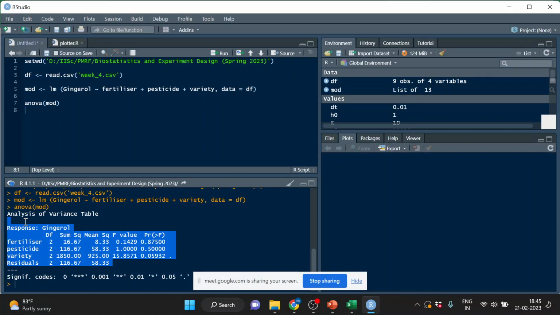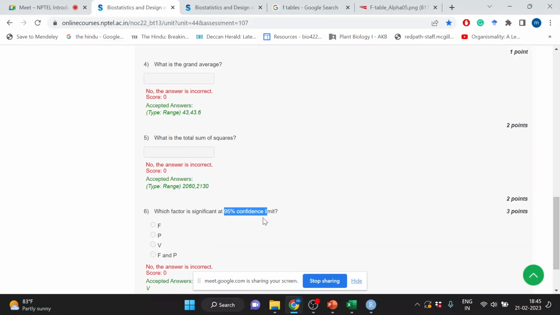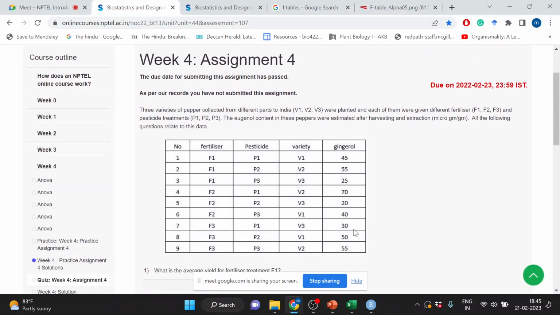What is that ginger oil, sir? Ginger oil is my response variable, the amount of ginger oil present. That's my data. If you see, this is the response variable I'm measuring, ginger oil levels.